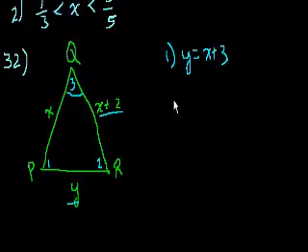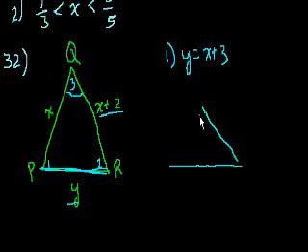So I think statement 1 alone is enough because it tells us that this is the longest side. The triangle would look something like this. That's the longest side, that's the second longest side, and then this would be the shortest side. It would look something like that. And then angle 3 would be the largest angle.